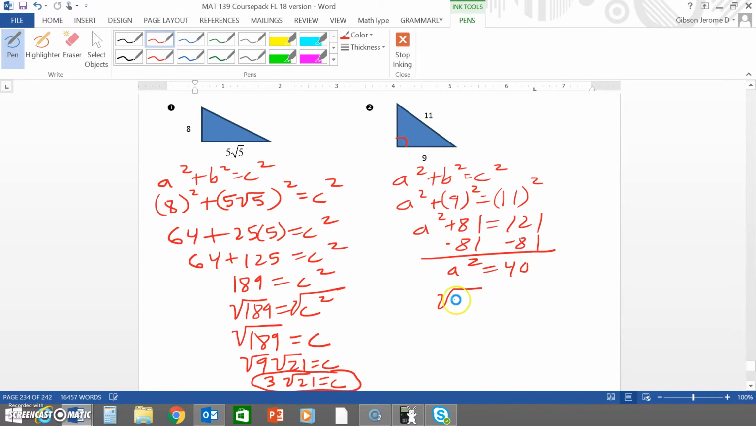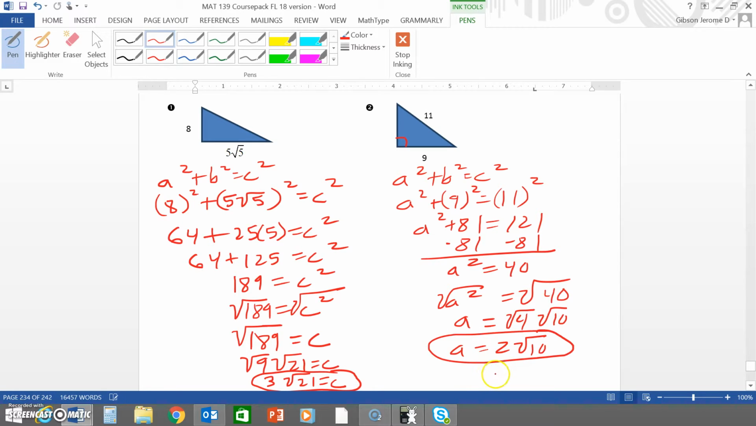Now we will take the square root of both sides. So the square root of a squared is a, and that is equal to the square root of 40. The highest perfect square in 40 is 4. So we have the square root of 4 times the square root of 10. So a equals 2 times the square root of 10. And that is the final answer.